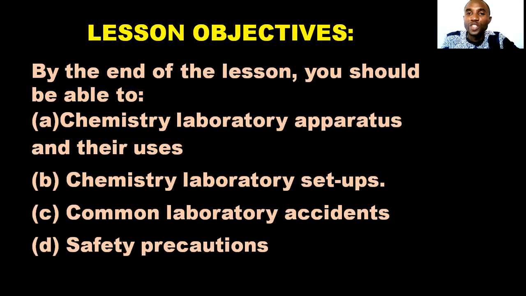You should be able to explain, if you see a particular setup in chemistry, what it is for. You know some setups we have in the lab. Then the next one, you should also understand some laboratory accidents and the precautions one needs to take, safety precautions in the lab. We are going to start by first understanding what a chemistry laboratory is.